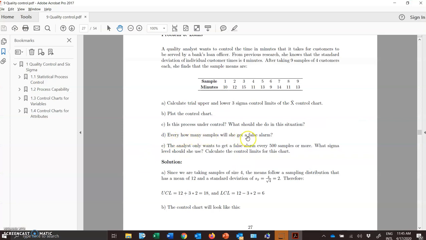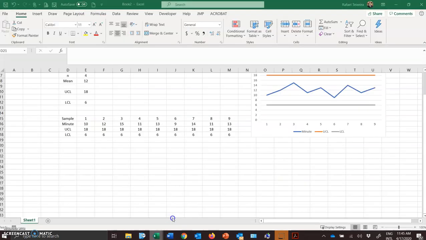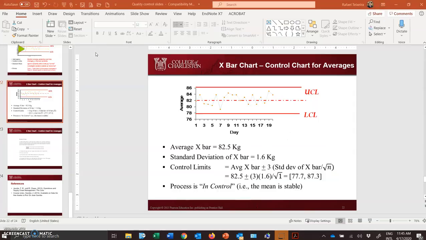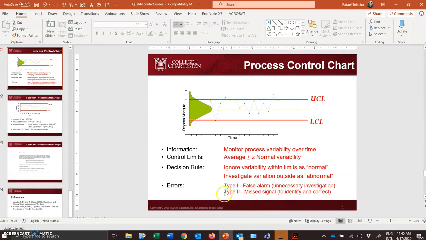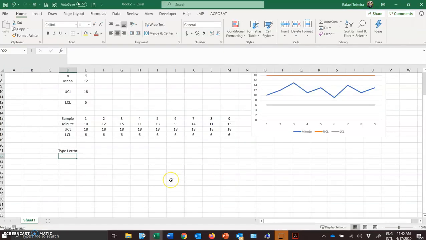Every how many samples will she get a false alarm? Okay, so in this one, what we are going to do is work with type 1 and type 2 error. So this is type 1 error. If you take a look at our slides, type 1 error, false alarm. Okay, let's go back. Type 1 error, I have the sigma or the z, the sigma that I want.